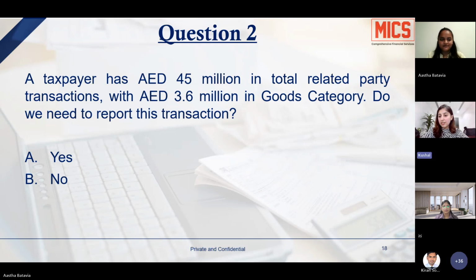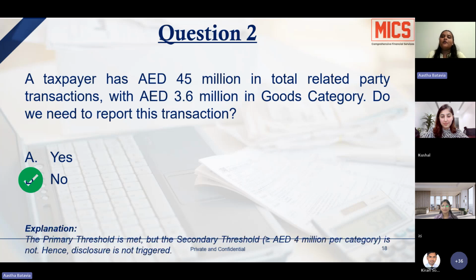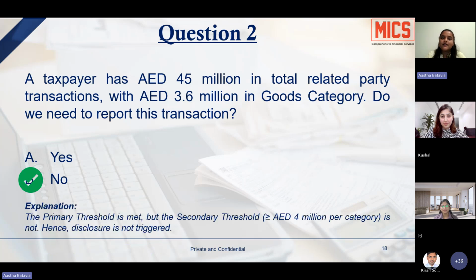Again, majority have answered B. Right, it's a B. You do not require to report this transaction. Why? Because the primary threshold of 40 million, that is, in total, the aggregate value of the related party transactions is going beyond 40 million, but the individual threshold per category, that is 4 million, is not exceeded in case of this goods category. So that's why we do not require to report this transaction.